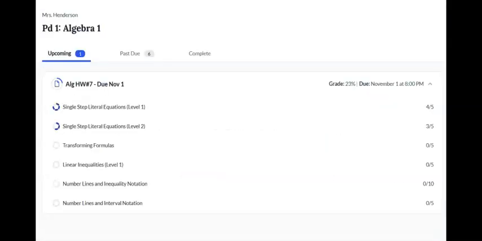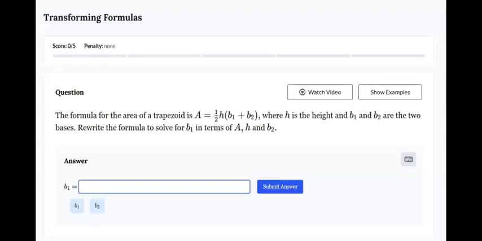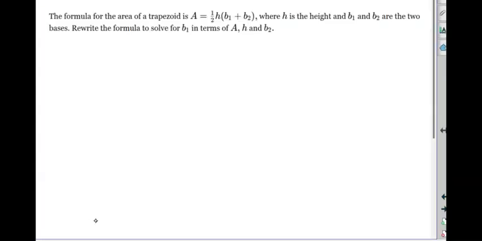All right, let's take a look at the third topic, which is similar to the last two, but the formulas represent a situation. So we can read the entire formula here, or we can focus solely on what variable we want to isolate. So for this problem, we want to get b sub 1 by itself. So b sub 1 is what I want to remain alone. In this original formula, it was being added to b sub 2, plus it's being multiplied by 1/2 and h.